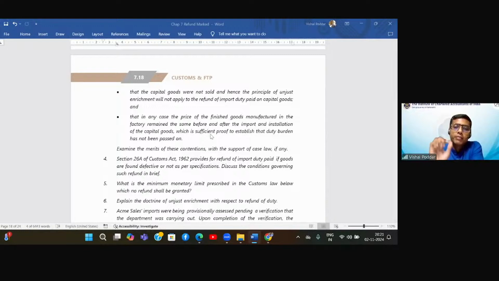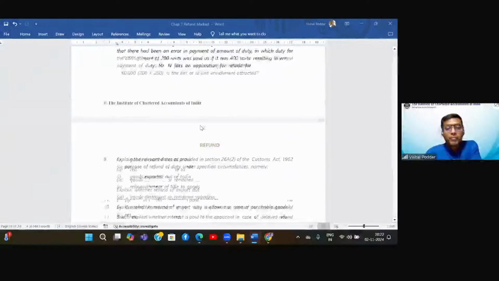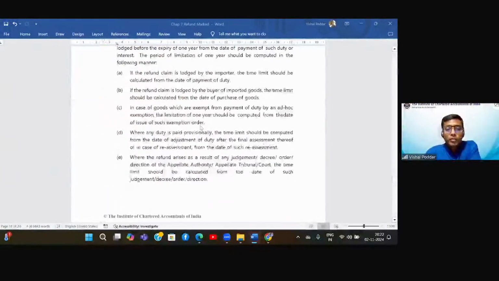the importer has given the second contention. So the first contention is, I am not selling the capital goods, so I'm not passing on the burden directly. Indirectly also, how I'm not passing, that has also been clarified by them. It is stating that since the price of my final product remained the same before and after I purchased these capital goods, this itself is a proof that whatever customs duty I have paid on this has not entered my price. So this is an interesting point. So let's see how it has been answered.